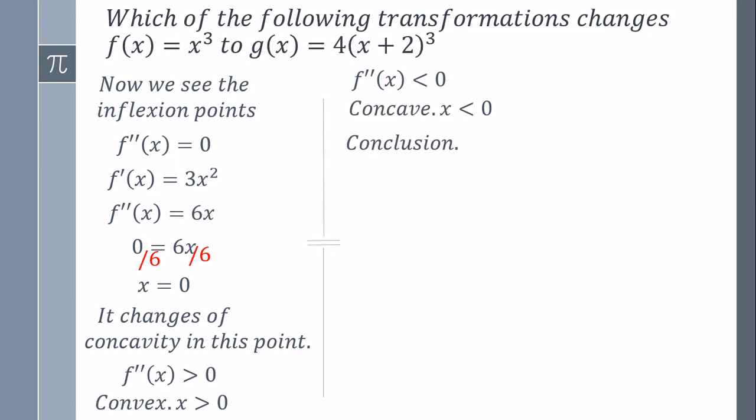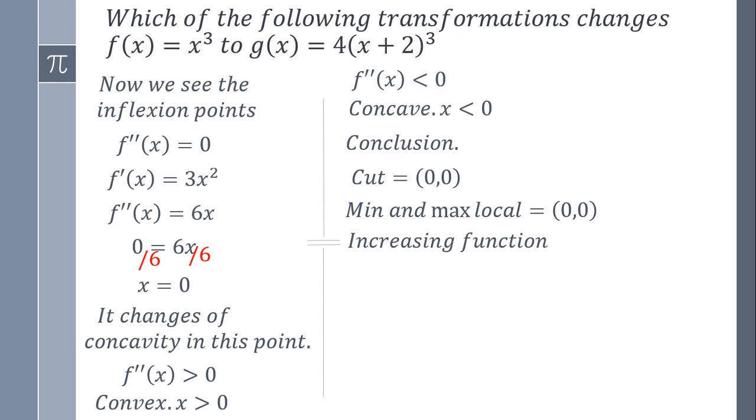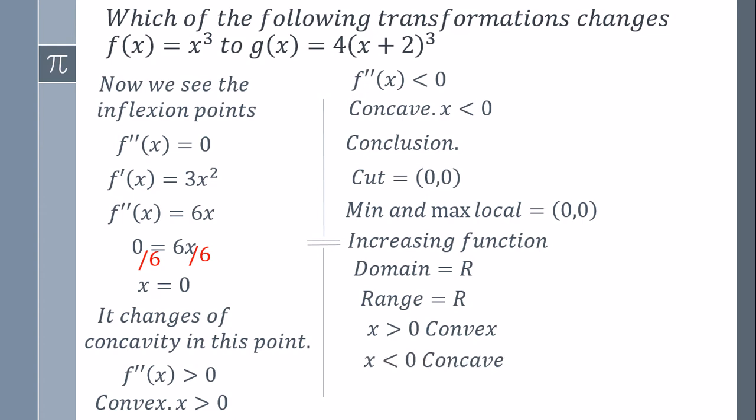So in summary, we have the cut, which is (0, 0). We know that this point is considered a local minimum or maximum. This is a completely increasing function over its whole domain. The domain is all the numbers, and the range is all the numbers as well. When x is larger than 0, it is convex, and when x is smaller than 0, it is concave.